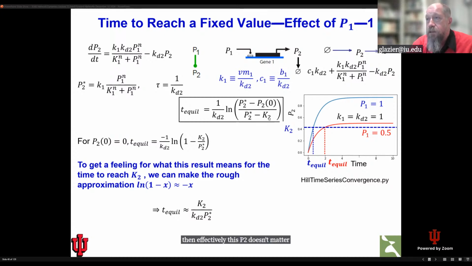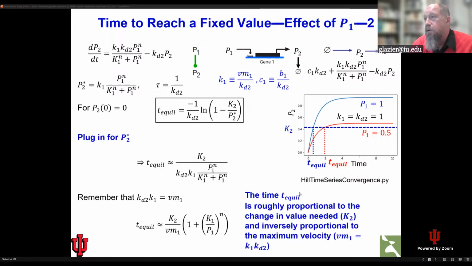If P2 star is much smaller than K2, then effectively this P2 doesn't matter, and I have P2 over K2. And now I'm going to assume that the argument of my logarithm is 1 minus x. It's near 1. In which case I could replace the logarithm by minus x. And so the equilibration time then is roughly for small values of K2, K2 divided by KD2 times P star. That would be the linear regime I think you're looking at there.